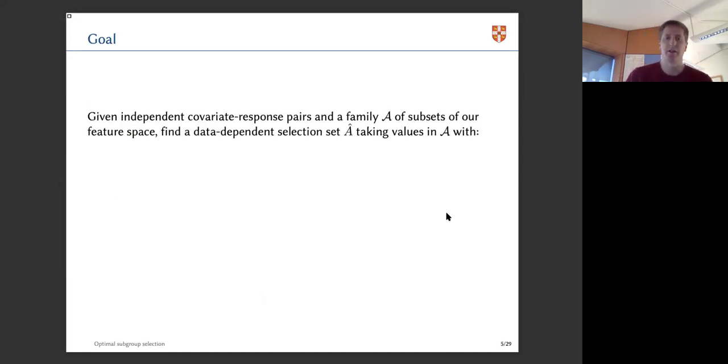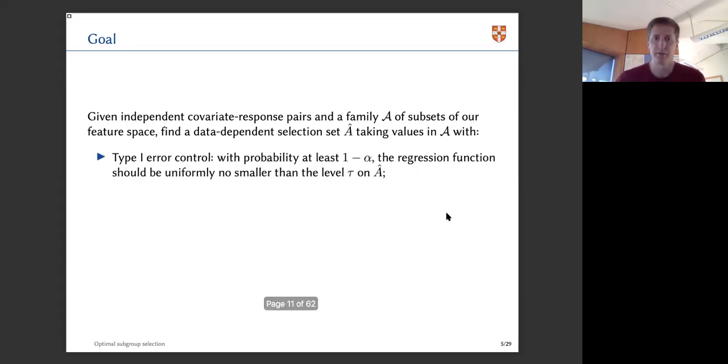Okay, let me just get a little bit more formal about what we're planning to do then. I'm going to be given independent covariate response pairs and a family curly A of subsets of our feature space. And what we're going to aim to do is to define a data-dependent selection set, and I'll call that A hat, and it's going to take values in our family curly A, and I want it to have two properties.